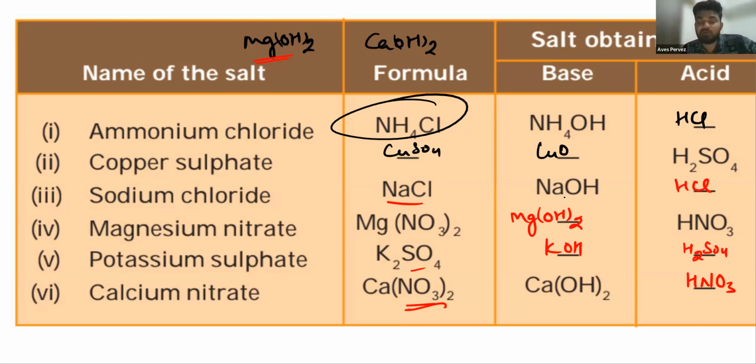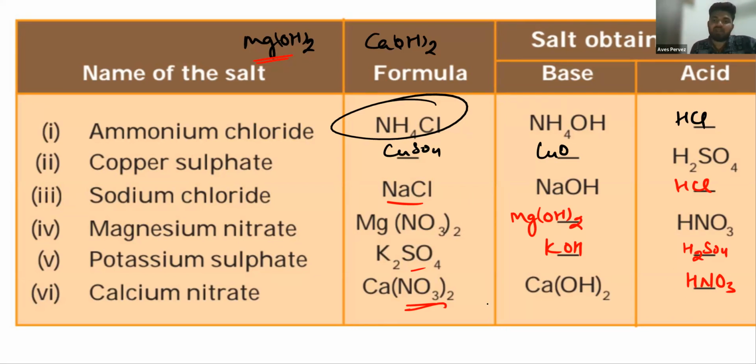Now the base is NaOH and HCl is strong, so this is a neutral salt. This one, acidic salt, because there is no NaOH or KOH; HNO3 is the strong acid. This one is a neutral salt, because KOH and H2SO4 are both strong. And this one, acidic salt.